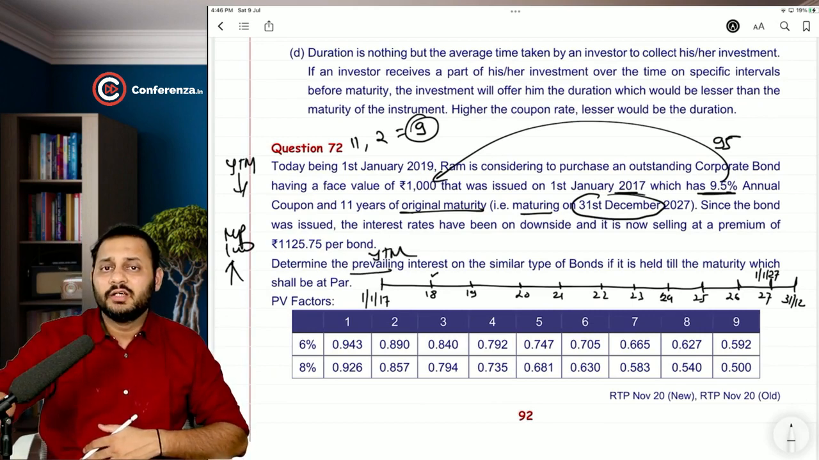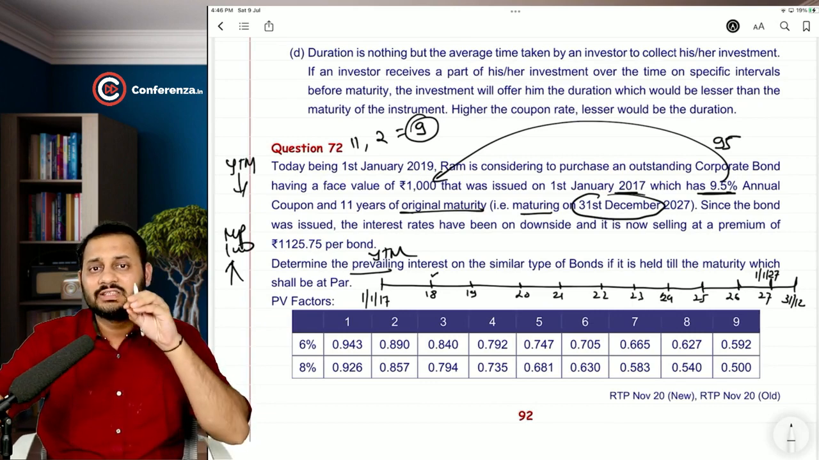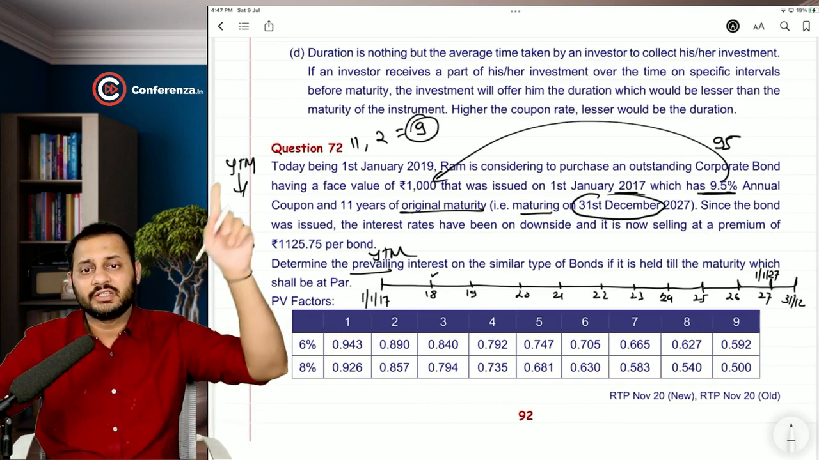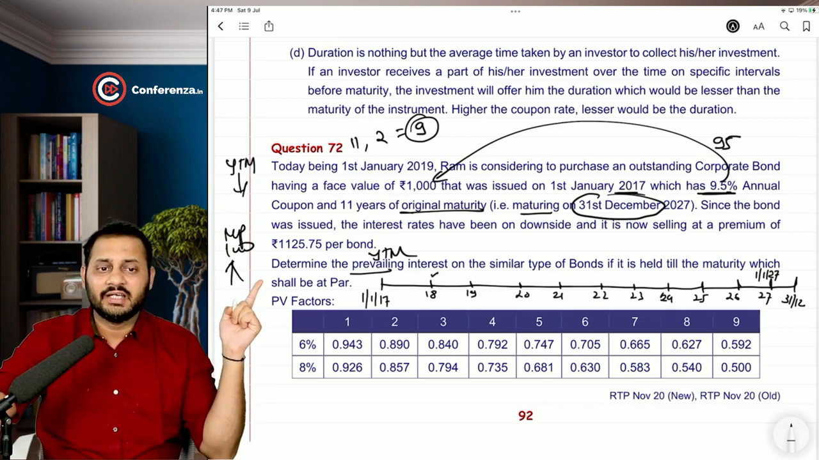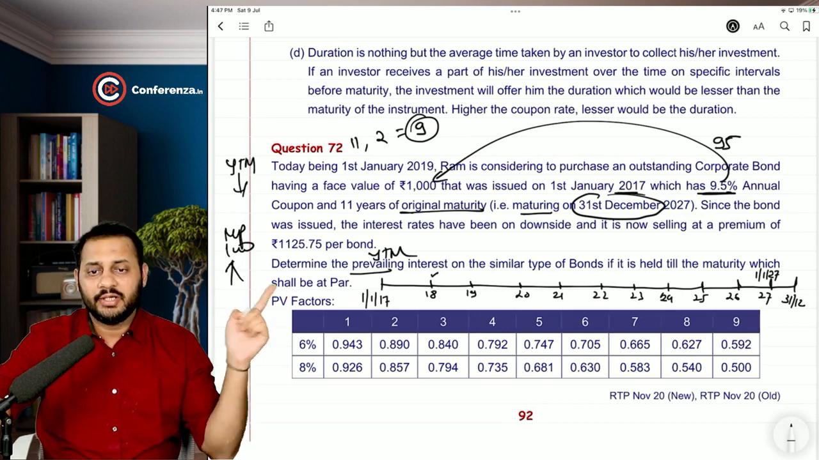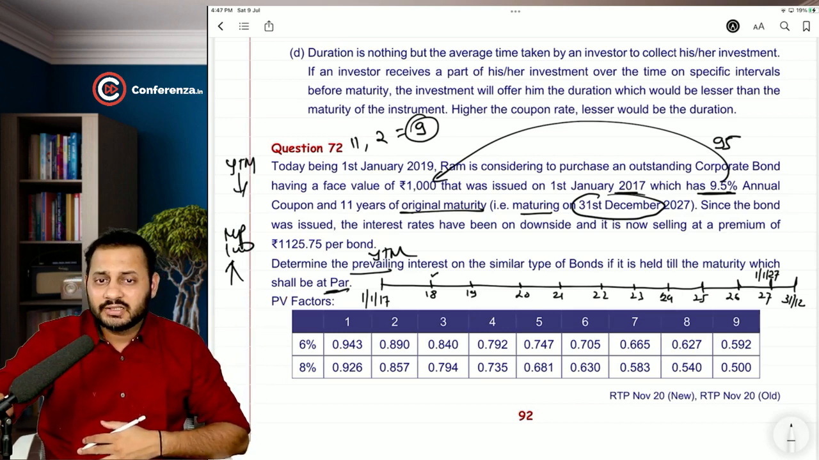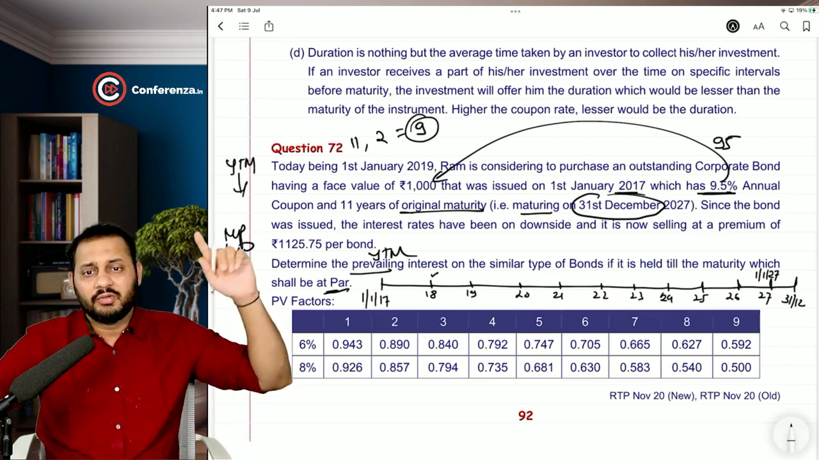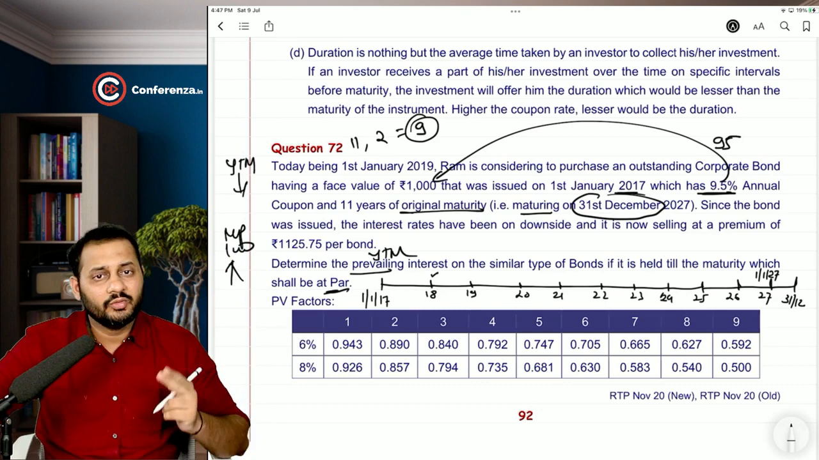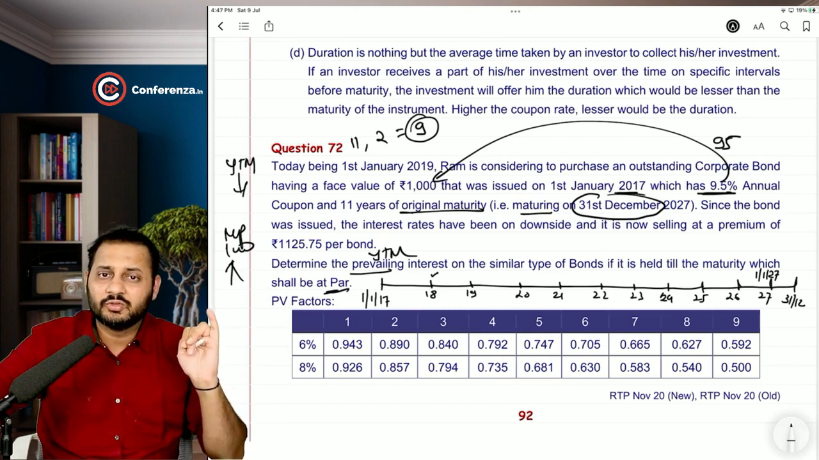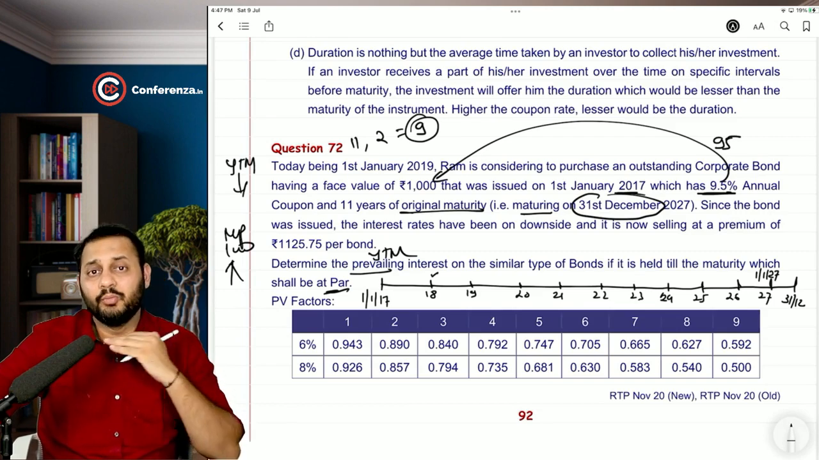What do you mean by prevailing? Prevailing means the going interest rate. What is going in the market today? That is 1st January 2019. On a similar type of bond, if it is held till maturity, which shall be at par. Redemption is at par. And it's simple. The question is simply asking you, this is the bond. 9 years are left. YTM has to be calculated. You can calculate it in two ways, discounted cash flow method or the average method. In this question, I'm going to solve it by both the methods.